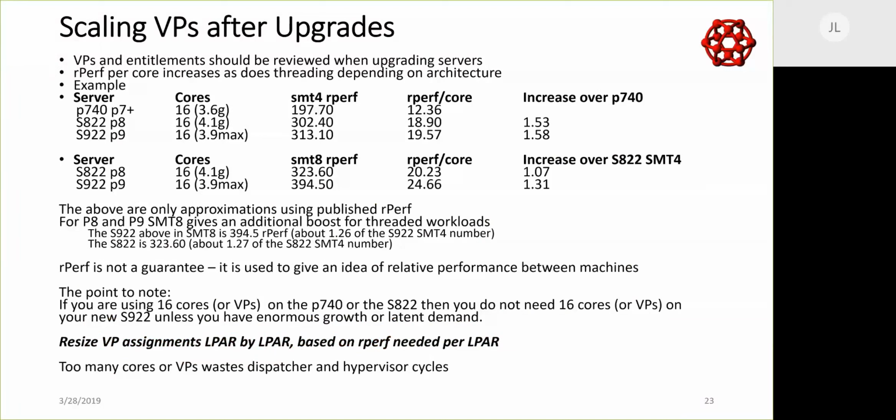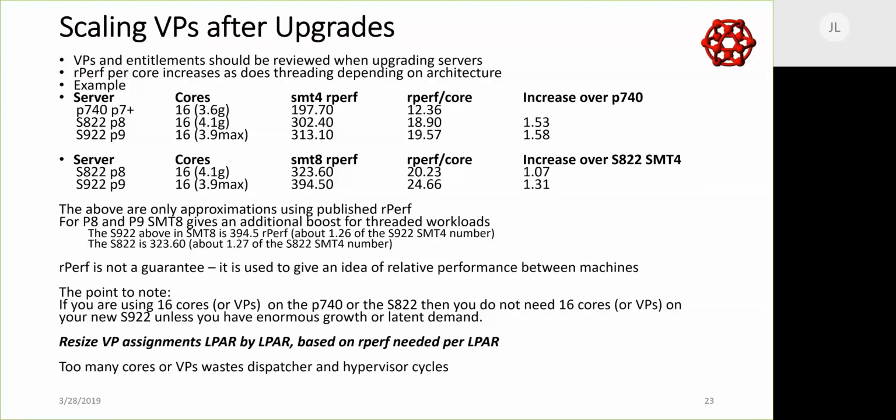Well, if I'm coming from, in this case, a P740 where I'm around 12 and a bit RPerf per core, and let's say I'm moving, I'll stay with SMT4, let's say I'm moving to a Power 9 S922, I'm getting more than 1.5 times the performance out of that core. So do I really need to give the virtual machine that has 8 cores on the Power 7, 8 cores on the Power 9?